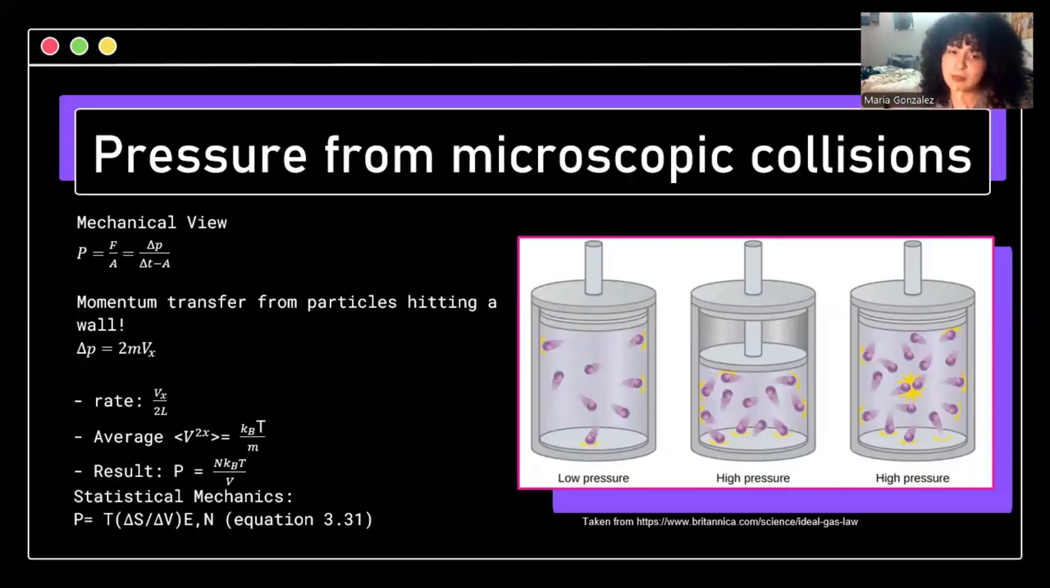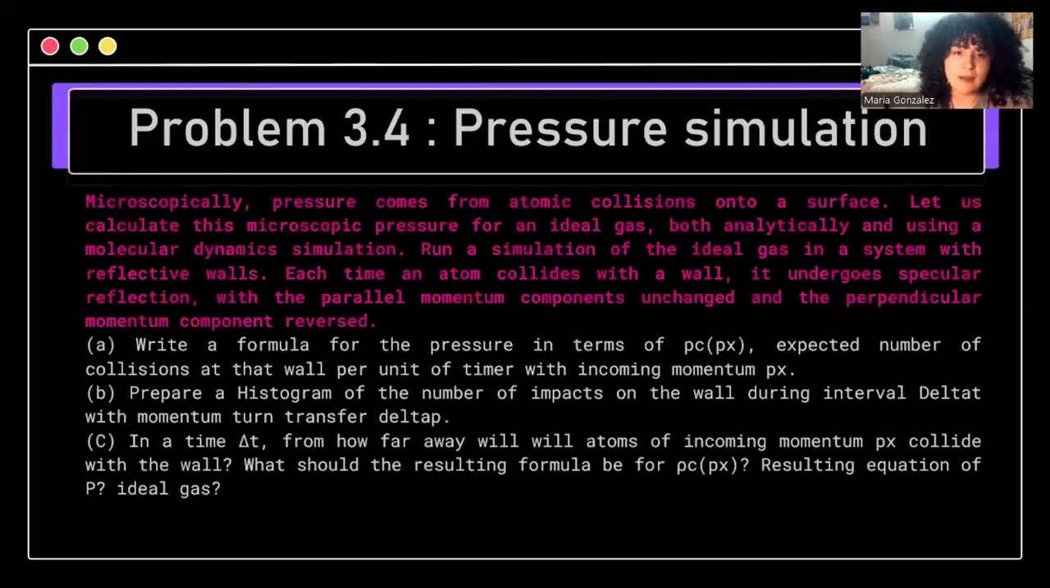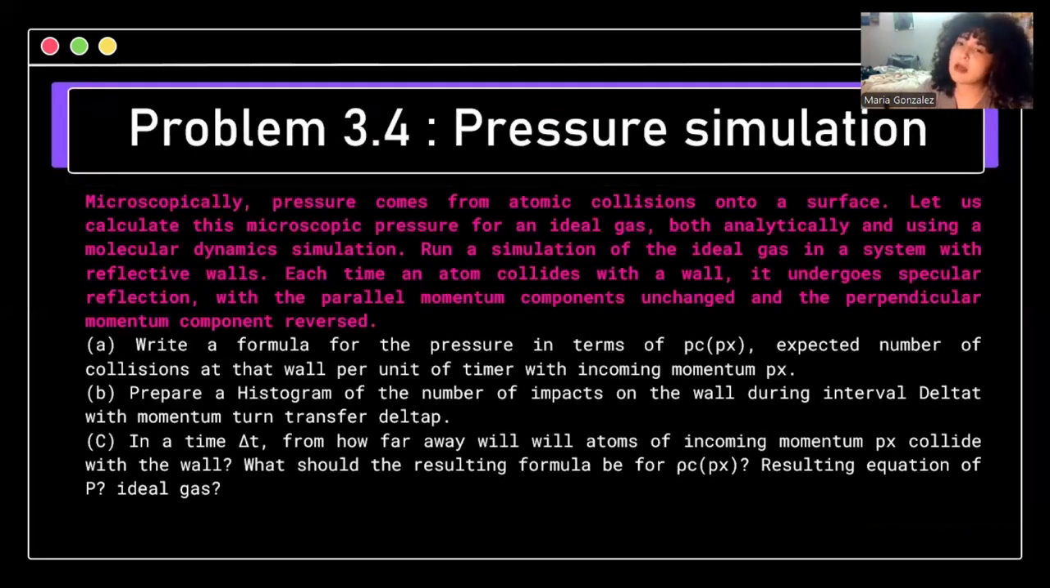And with some math, we can actually get what we saw before, which is the ideal gas law, which is so cool because we derived it from principles. But to see a better view of this, we can take one of the problems of the Sethna book. I took 3.4 because I think it really tied in with what I wanted to present related to ideal gas at the end. It's called pressure simulation.